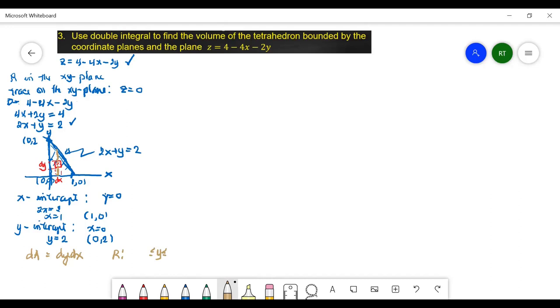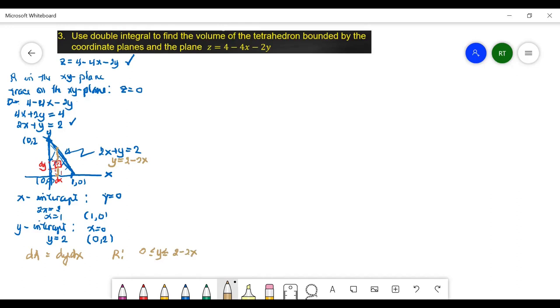So magsisimula siya sa x-axis where y is equal to 0. So y will go from 0 hanggang saan? Hanggang dito sa line. And the line is 2x plus y is equal to 2. And if we will solve for y, y is equal to 2 minus 2x. Therefore, y will go from 0, okay, from the x-axis to the upper end of the vertical line, which is y is equal to 2 minus 2x.